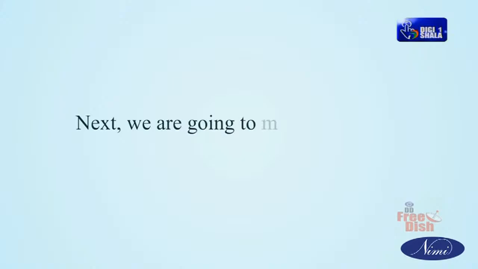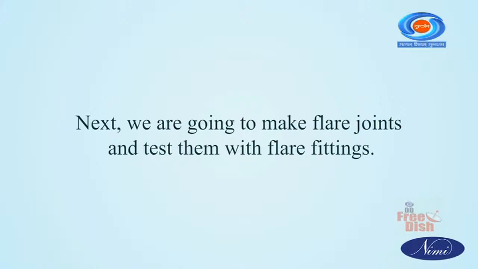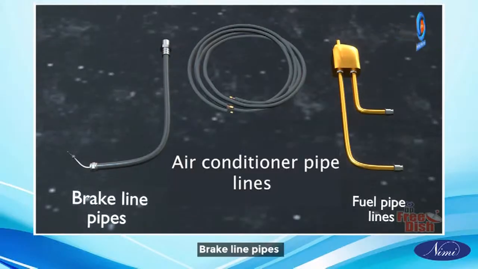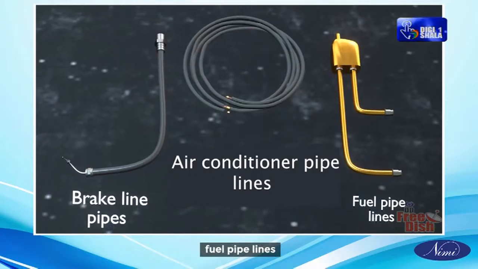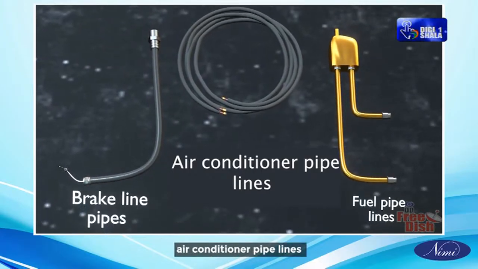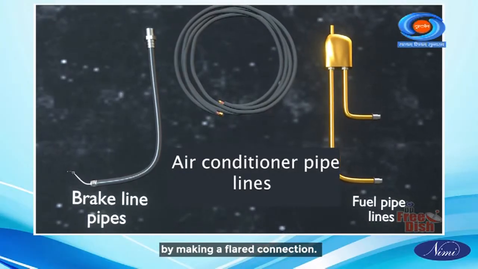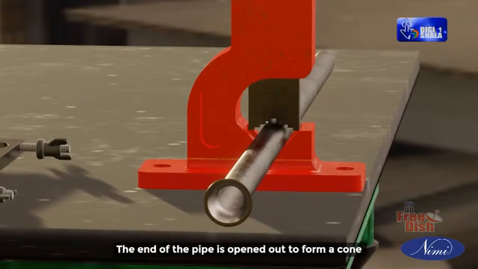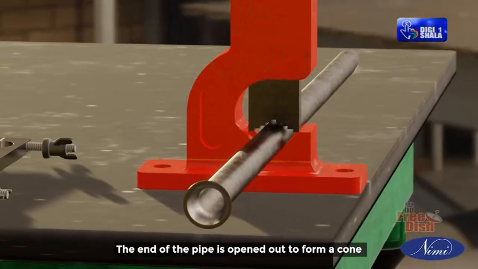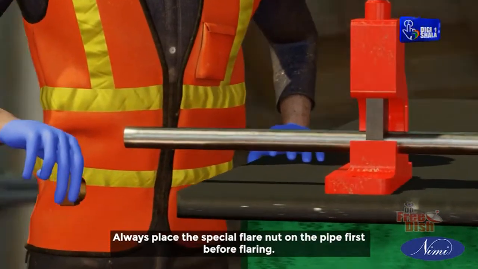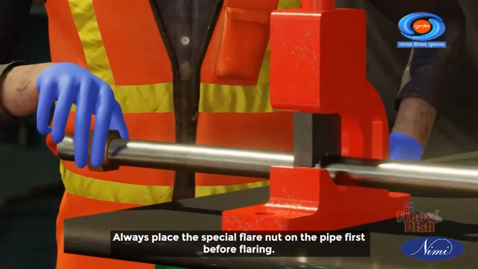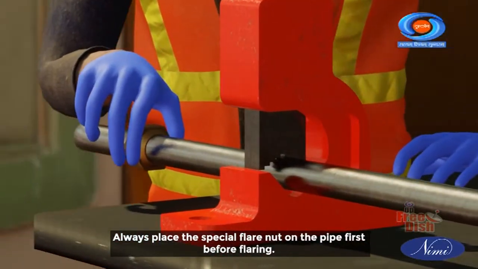Next, we are going to make flare joints and test them with flare fittings. Flaring. Brake line pipes, fuel pipelines, air conditioner pipelines are sometimes joined to fittings by making a flared connection. The end of the pipe is opened out to form a cone. Always place the special flare nut on the pipe first before flaring.